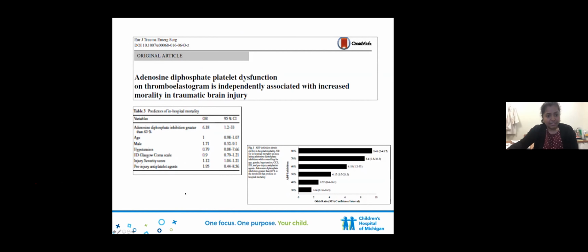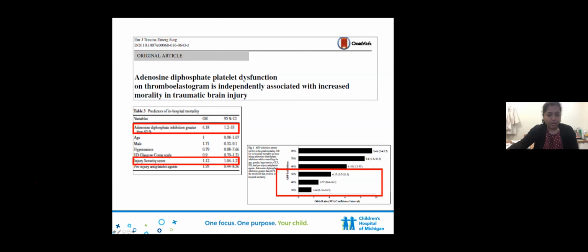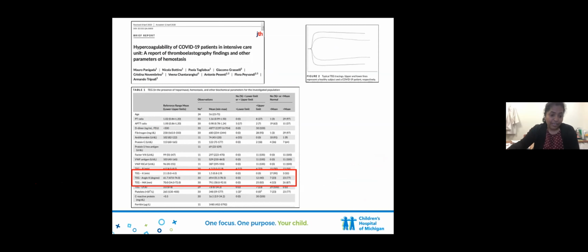Again, platelet dysfunction was noted to be significantly associated with increased mortality in traumatic brain injury patients. The more the dysfunction, the more your odds ratio of having higher mortality and morbidity. You can't stop any talk now without COVID-19. So I wanted to put up one slide here that shows that the TEG in this study from Italy was able to demonstrate hypercoagulability on TEG in patients who had COVID. Okay, high K, high angle, high MA.